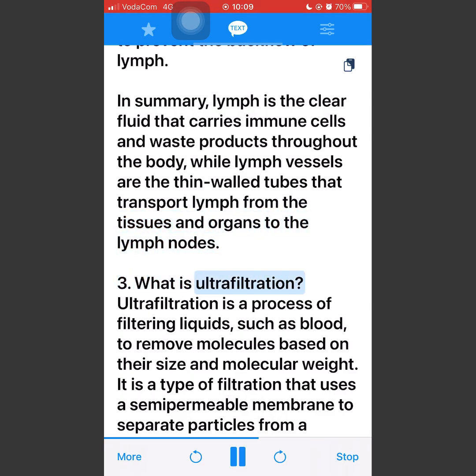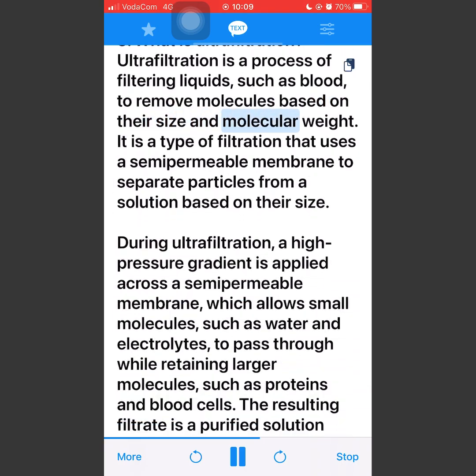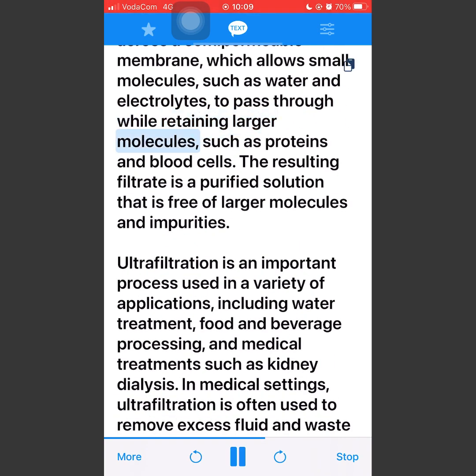3. What is ultrafiltration? Ultrafiltration is a process of filtering liquids, such as blood, to remove molecules based on their size and molecular weight. It is a type of filtration that uses a semi-permeable membrane to separate particles from a solution based on their size. During ultrafiltration, a high-pressure gradient is applied across a semi-permeable membrane, which allows small molecules, such as water and electrolytes, to pass through while retaining larger molecules, such as proteins and blood cells. The resulting filtrate is a purified solution that is free of larger molecules and impurities.